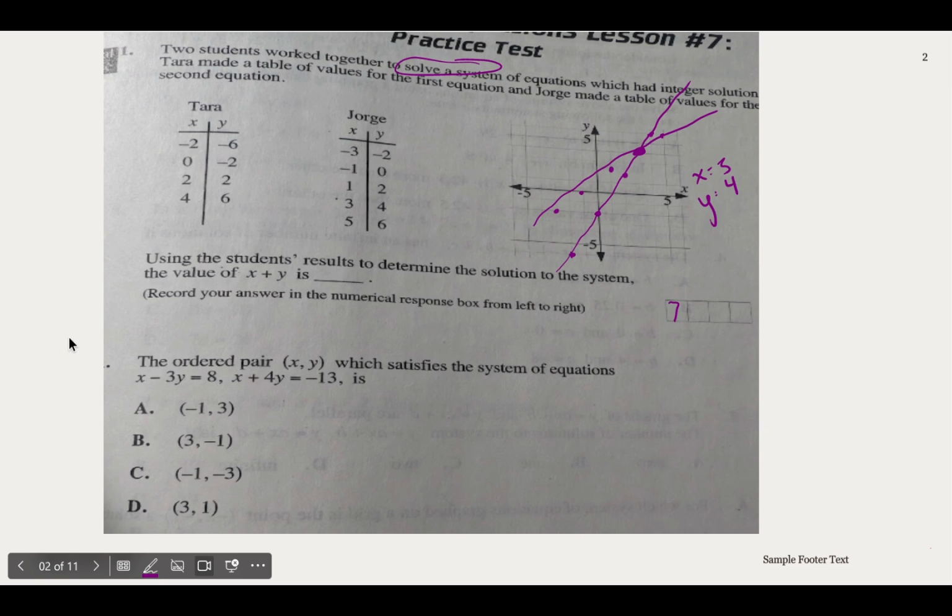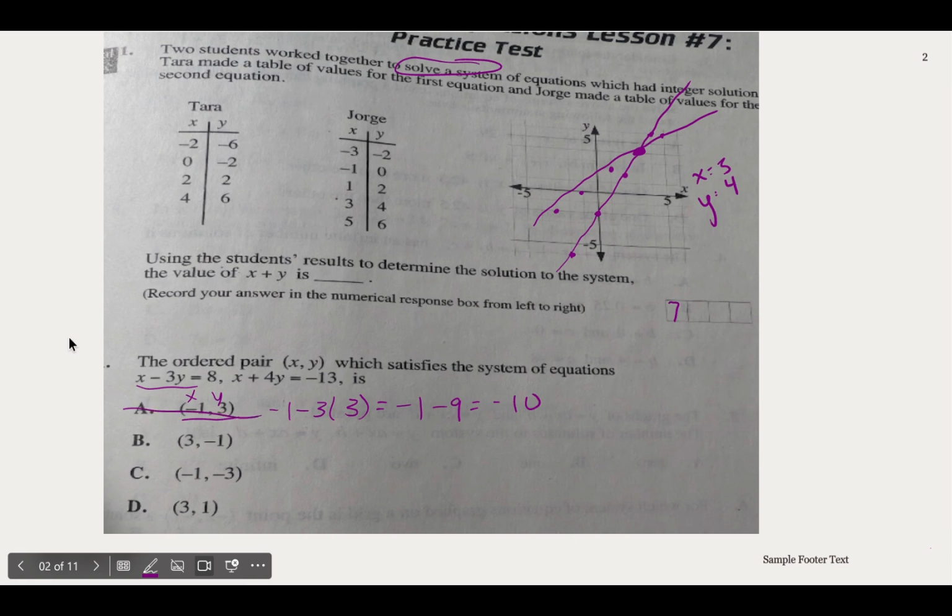Now the second one, the ordered pair which satisfies the system, there are different ways you can do this, either solve the system or test it out. So let's try by testing, and if it works, it has to work in both. So if I try the first one, when x is -1 and y is 3, I would replace it into my first equation. So -1 minus 3 times 3 equals, then we'd have -1 minus 9, -1 minus 9 equals -10. So this first one doesn't work in the first equation, so even if it works in the second, it's not going to be our solution.